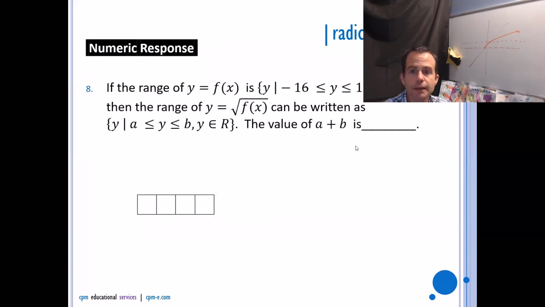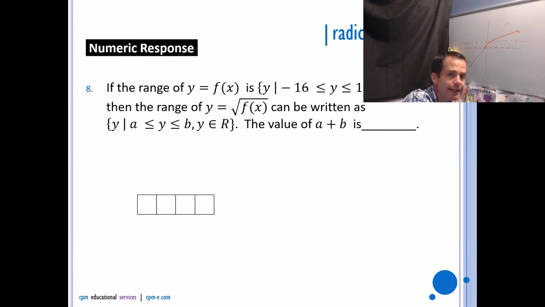Okay, if the range of y equals f of x is y such that -16 is less than or equal to y is less than or equal to 144, and y is a member of the reals, then the range of y equals f of x can be written as a to b. What's the value of a plus b? So there are 3 common answers I get here. They are 8, 12, and 16. I bet you have one of those answers, 8, 12, and 16.